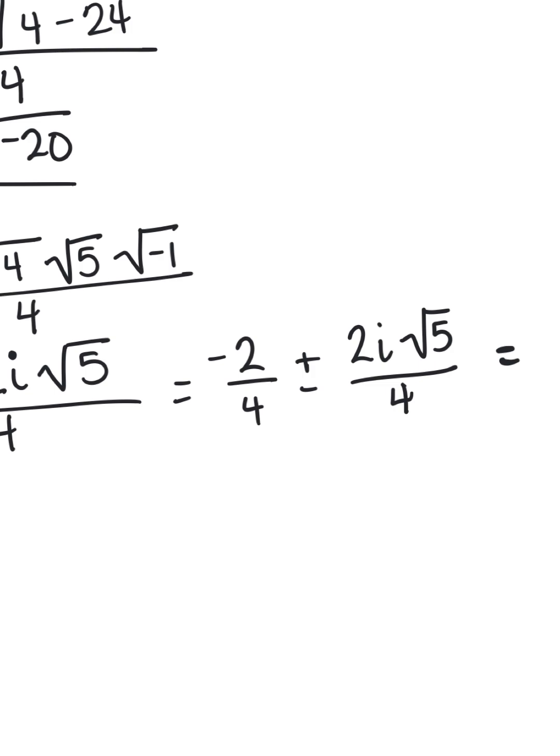Actually, just make it +2. So that'll give you -1 plus or minus i square roots of 5. And then you divide that by 4. So you do this or this, not both. Whichever one makes more sense.